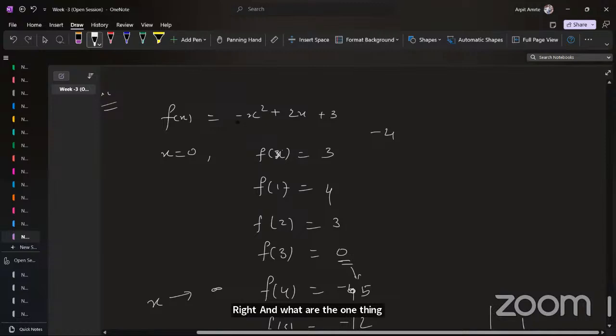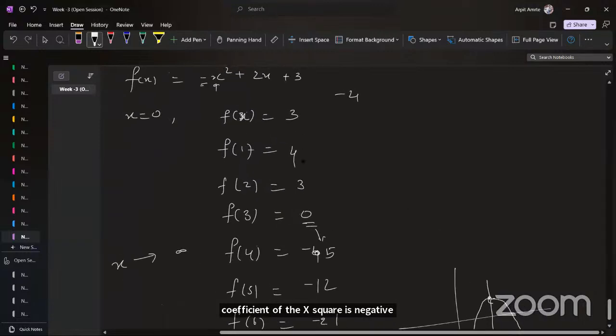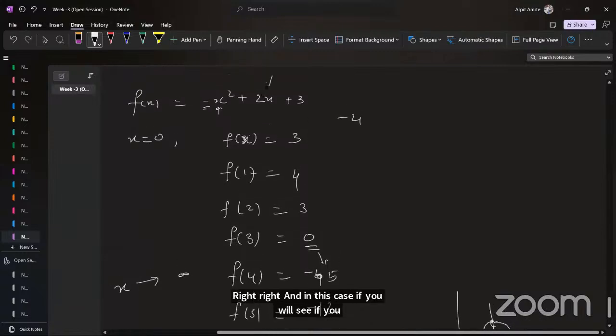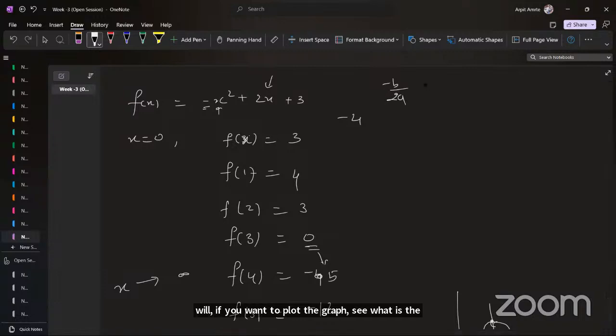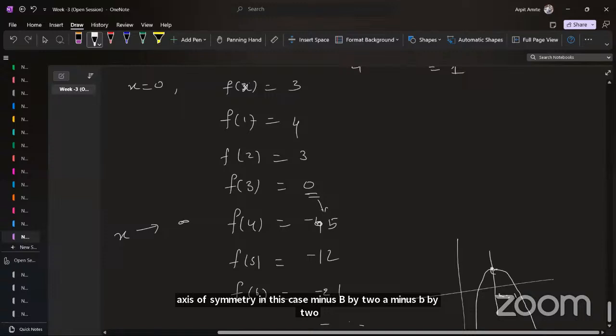Here your coefficient of x^2 is negative, right? And if you want to plot the graph, what is the axis of symmetry in this case? Minus b by 2a. b is -2, and a is -1, so what you will get? 1. Your axis of symmetry is x = 1.